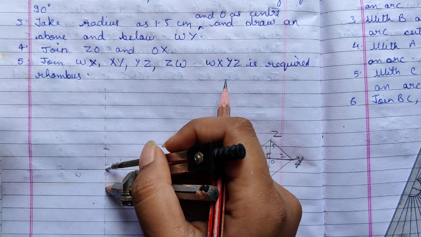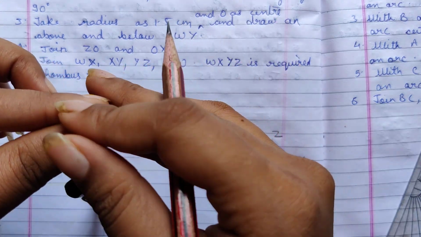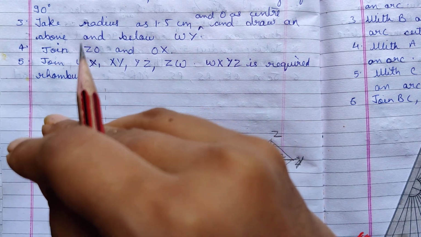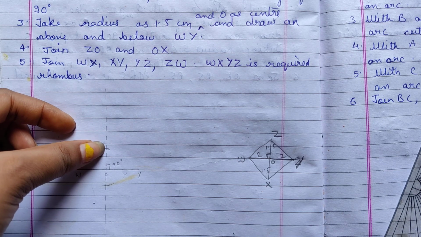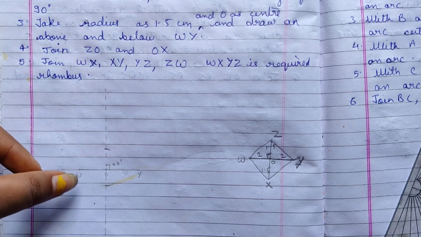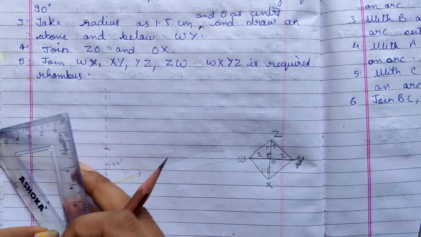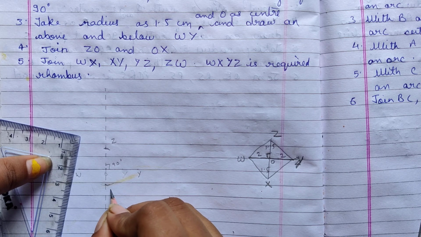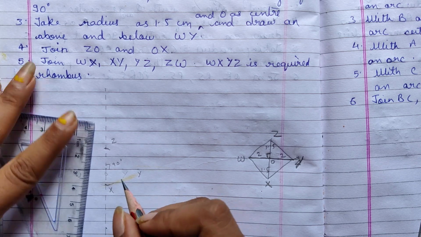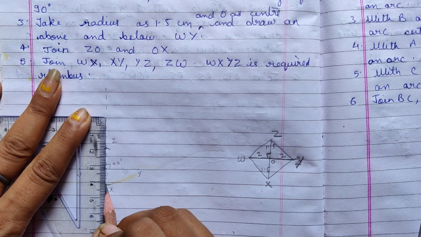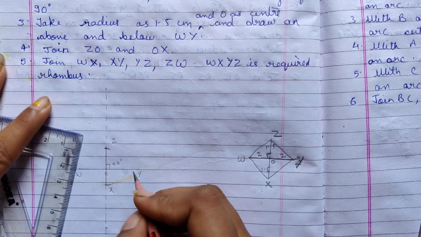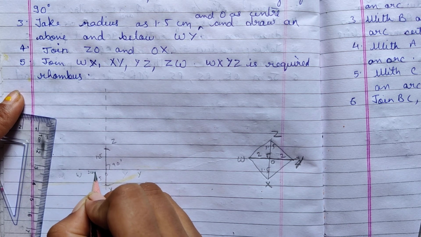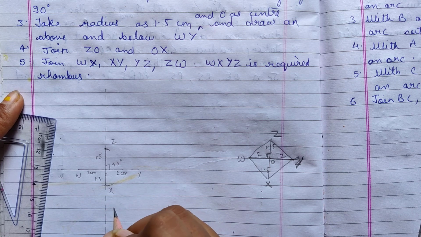Similarly, again do the same thing just below the diagonal WY. One arc you need to draw above and one arc you need to draw down, okay, below the line. So this point is your Z and this point is your X. Okay, अब ये जो X और Z है इसको we will darken the line, ठीक है, and mark it as 1.5. This was 2 centimeter, this is 2 centimeter.